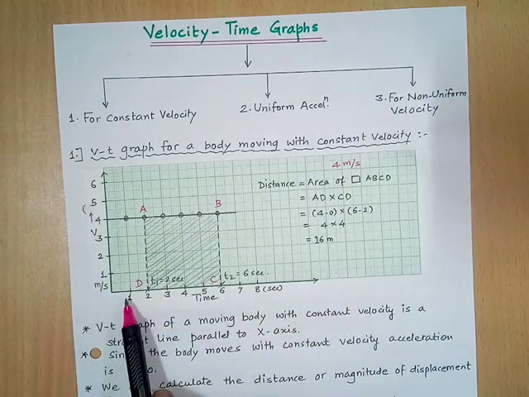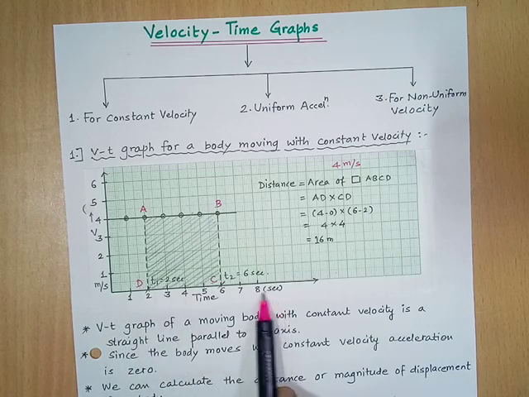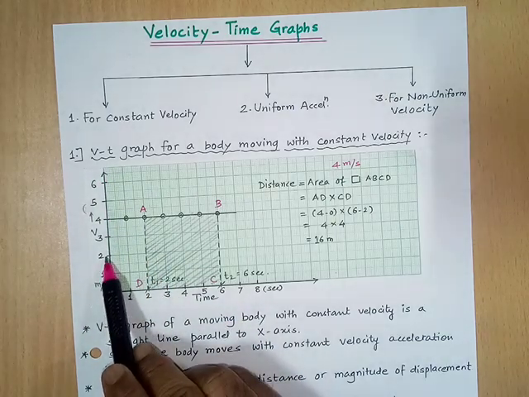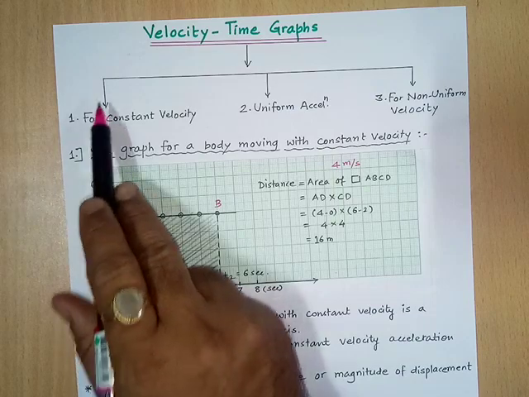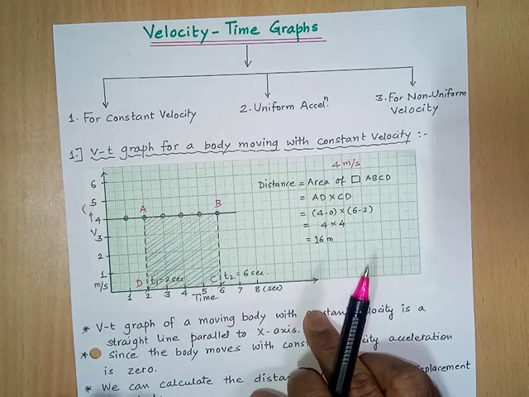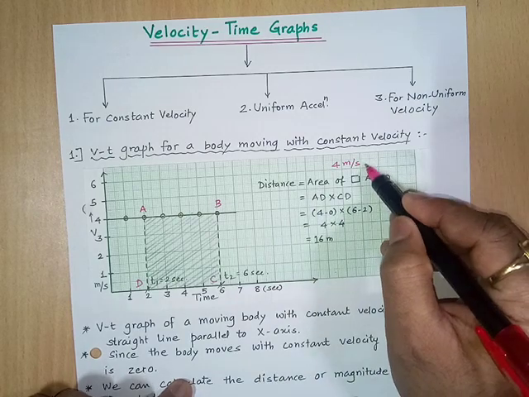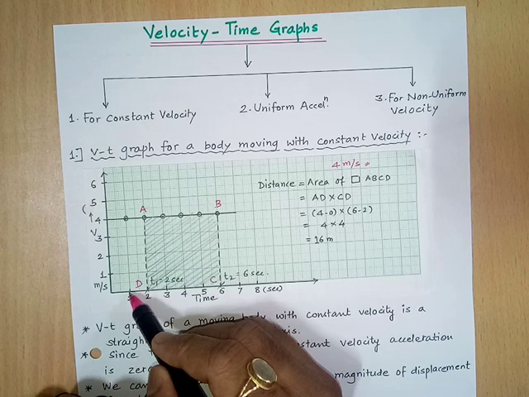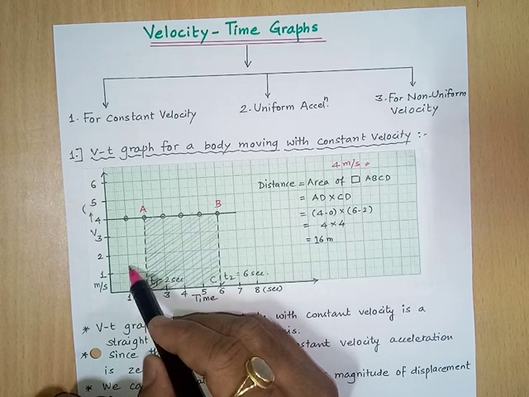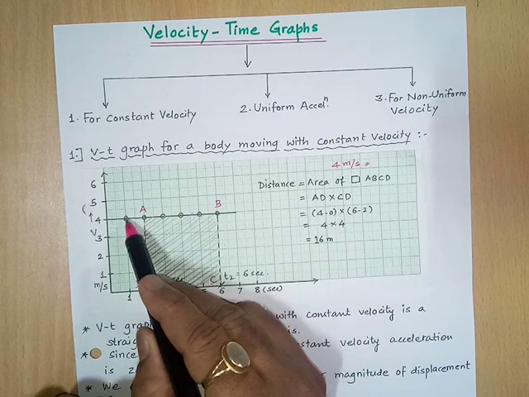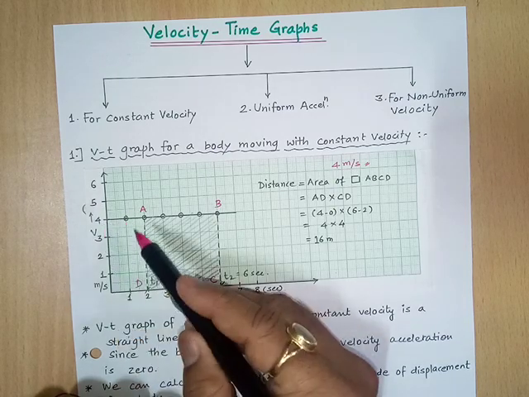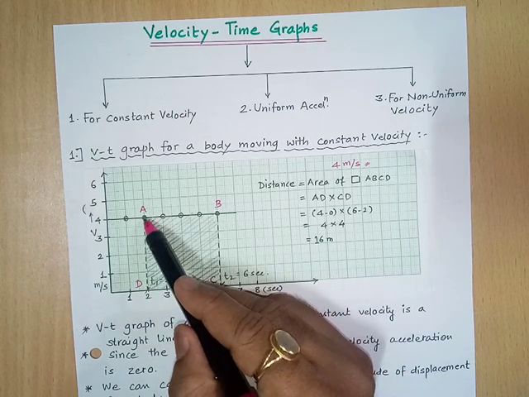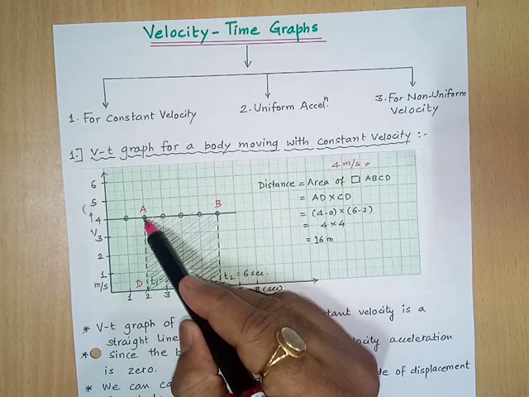Here I have plotted 1, 2, 3, 4 and so on in seconds on the x-axis, while on the y-axis I have plotted 1 meter per second, 2 meter per second, 3 meter per second, 4 meter per second and so on. Imagine an object moving with a constant velocity of 4 meter per second. That means for the first second the object has a velocity of 4 meter per second. I will trace this point at 4 meter per second. After 2 seconds, the velocity is still constant, so for these 2 seconds also the velocity will be 4 meter per second.